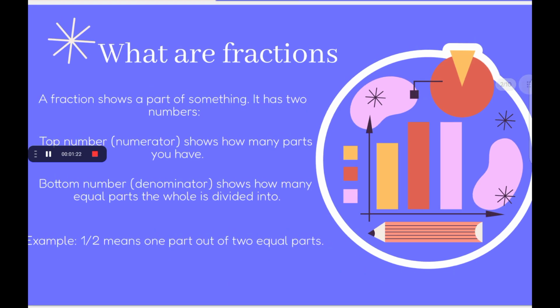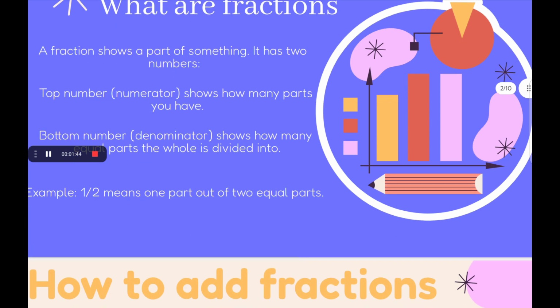What are fractions? A fraction shows a part of something. It has 2 numbers. The top number, the numerator, shows how many parts you have. The bottom number, the denominator, shows how many equal parts the whole is divided into. Example, 1 upon 2 means 1 part out of 2 equal parts. So now let's understand it nicely. What are the parts of a fraction?